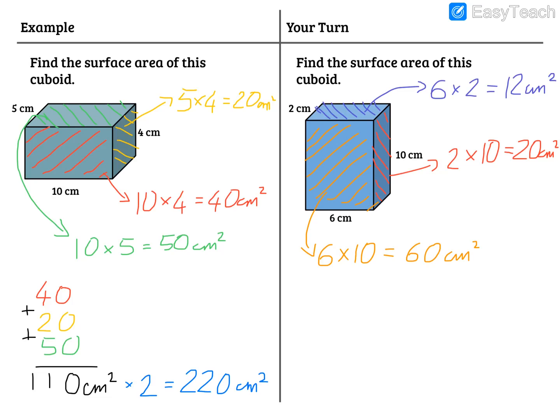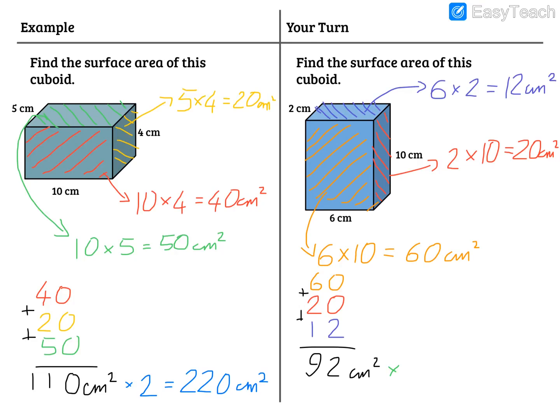And next thing, we're going to have to add all of those faces together. So I found the 20 centimetre squared face, I found the 12 centimetre squared face, and I found the 60 centimetre squared face. And I need to add all those together. That gives me 92, I believe, 92 centimetres squared. But we're not finished yet, are we? What's the last thing we have to do? We're going to need to double that.